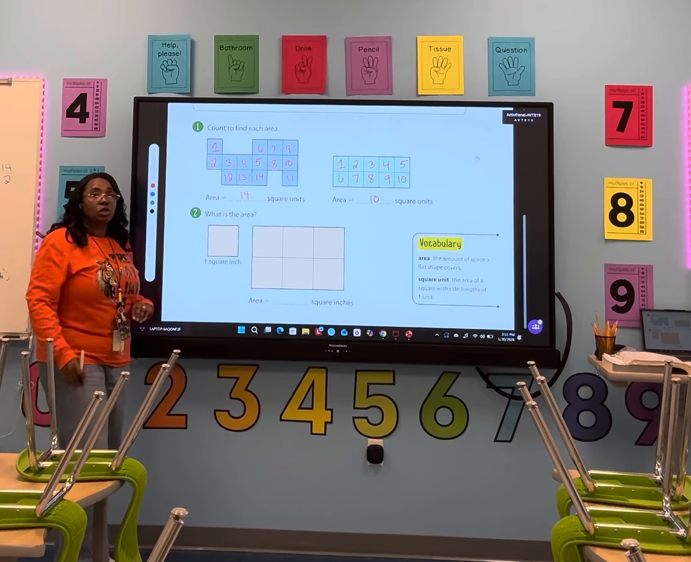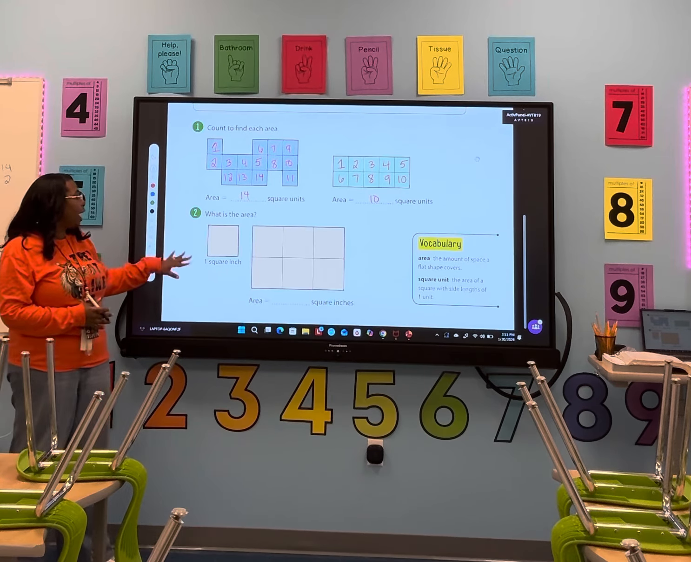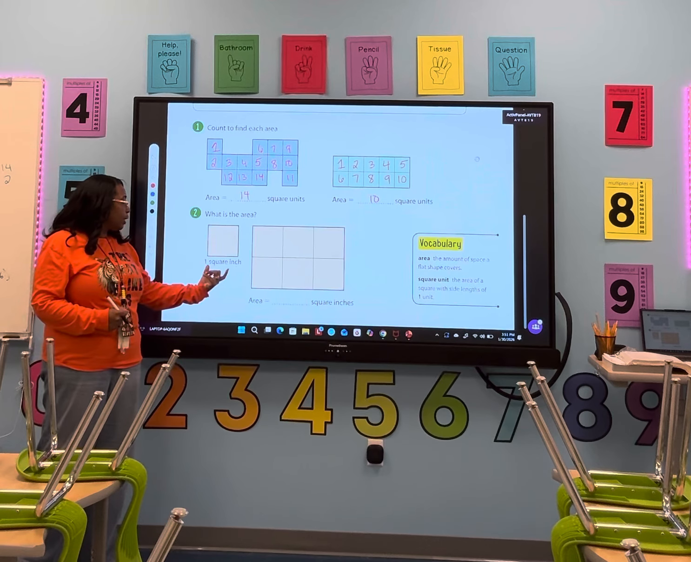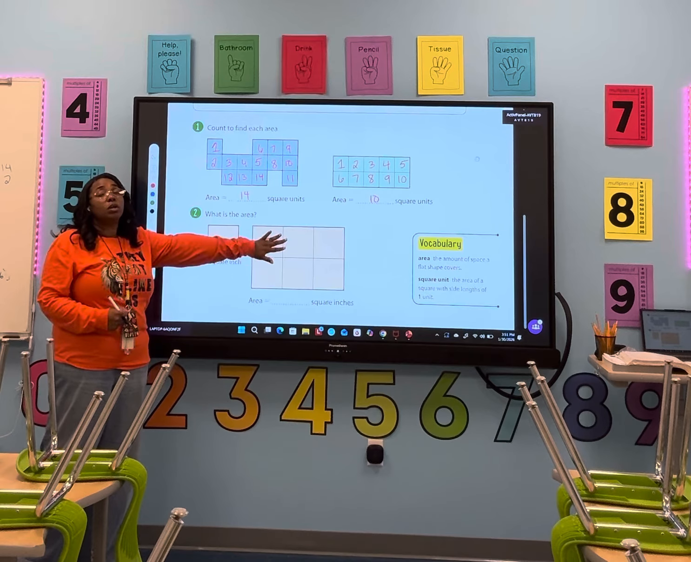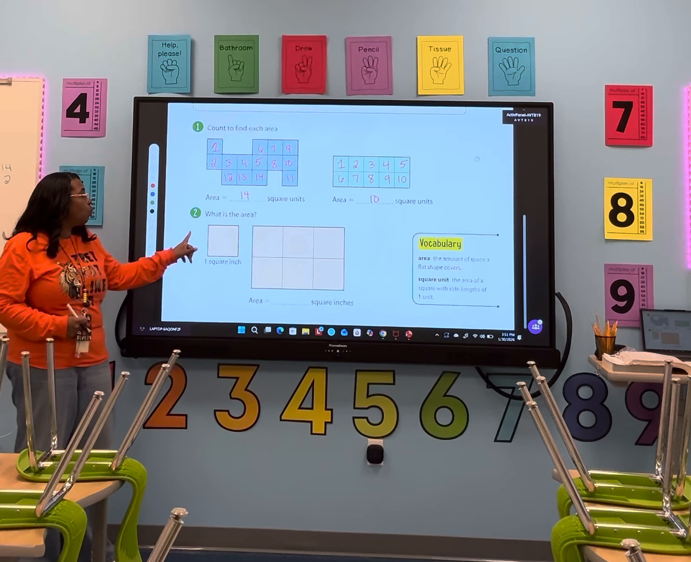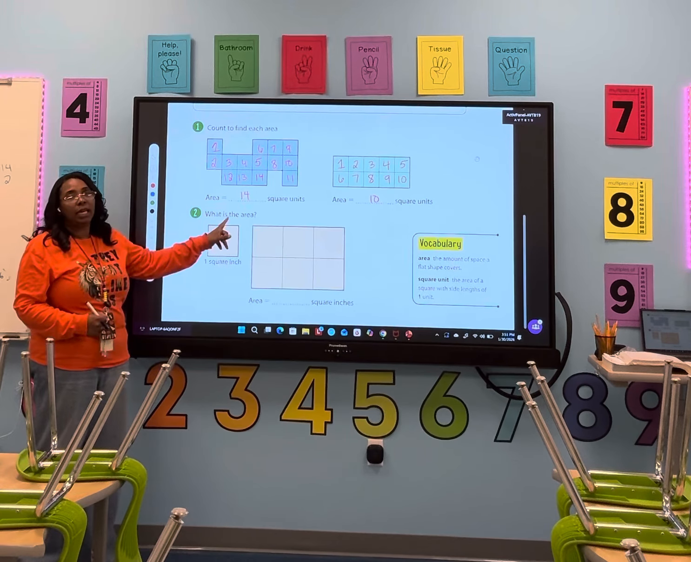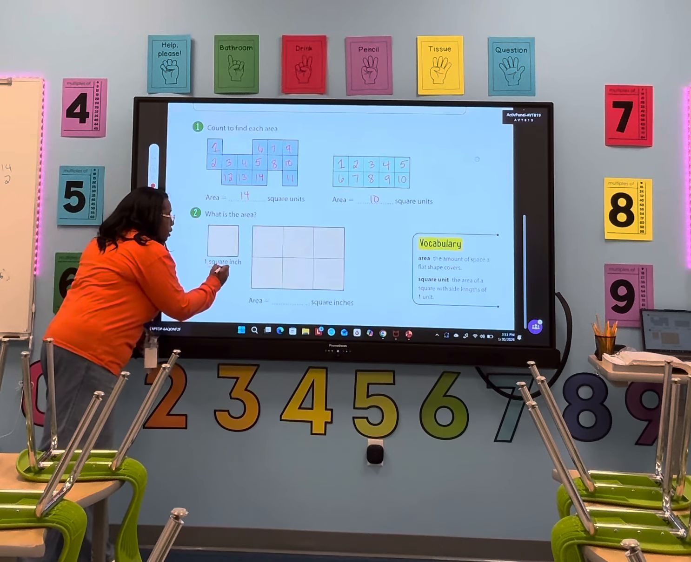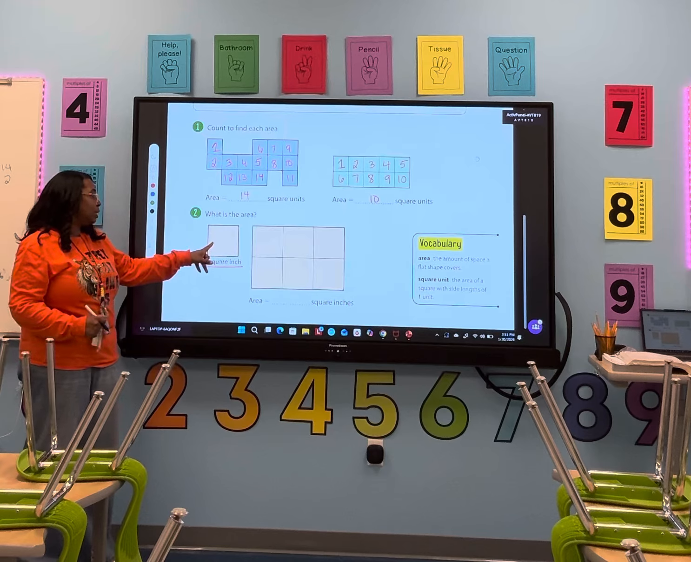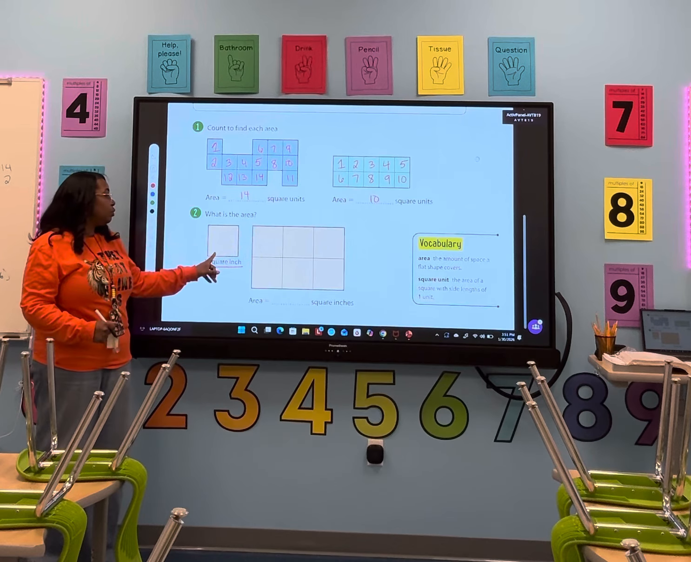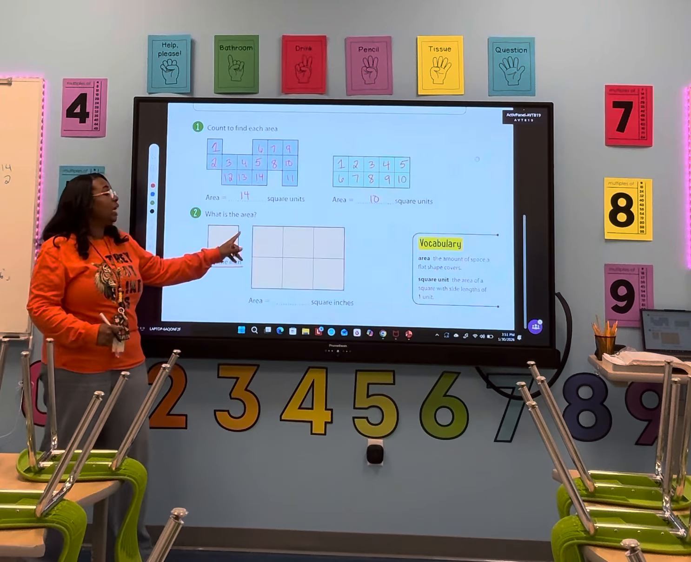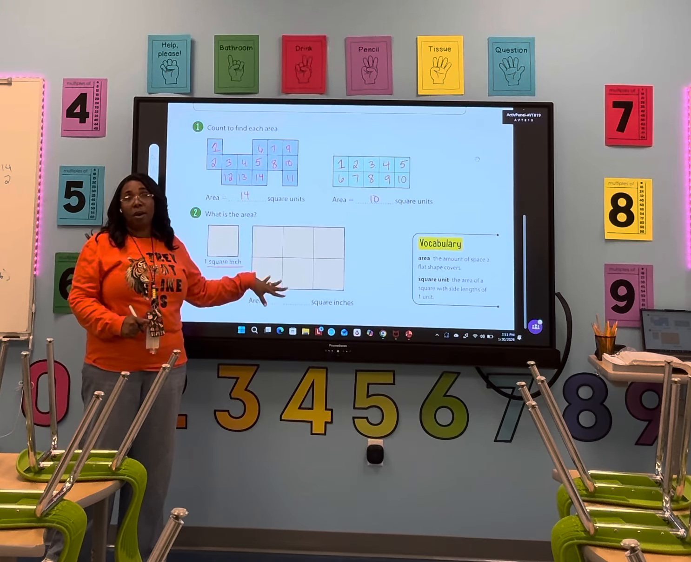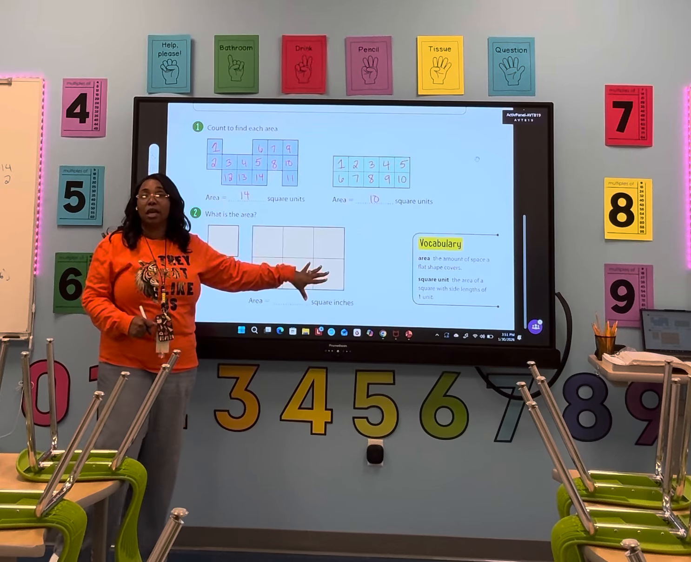Now let's go to number 2. Number 2 says, what is the area? So they're giving us this square on the side to let us know what each one of these squares equals. So they tell you one of these squares, this is like a key. They're telling you one of these squares equals 1 square unit. So this is the same size as this, and this one equals 1 square unit. That means each one of these squares will equal 1 square unit. So that means I can count by ones when I count to see the area.